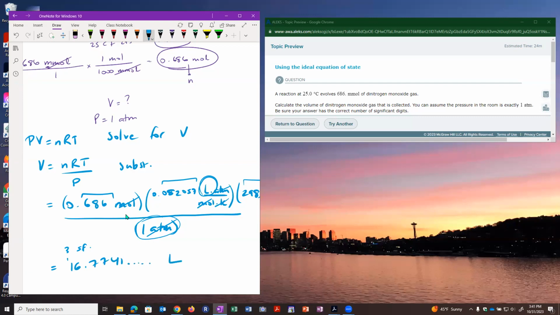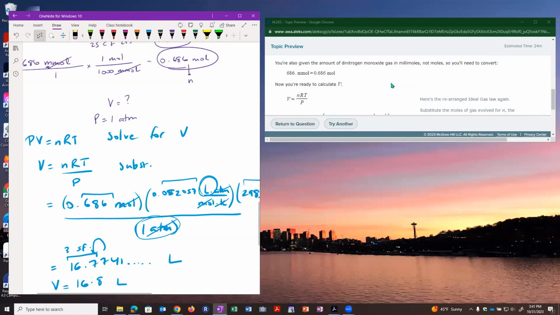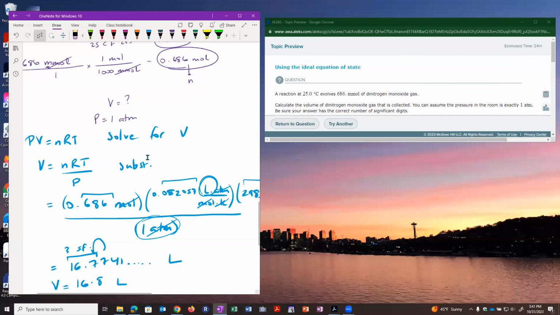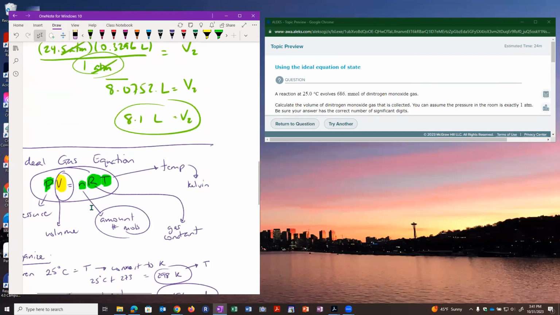We're going to round this to 3 sig figs. Those are the first 3. Next digit is 5 or above, so we round the 7 up. We end up with 16.8 liters as the volume of the sample of dinitrogen monoxide. Let me just double check. Yes, 16.8 liters.